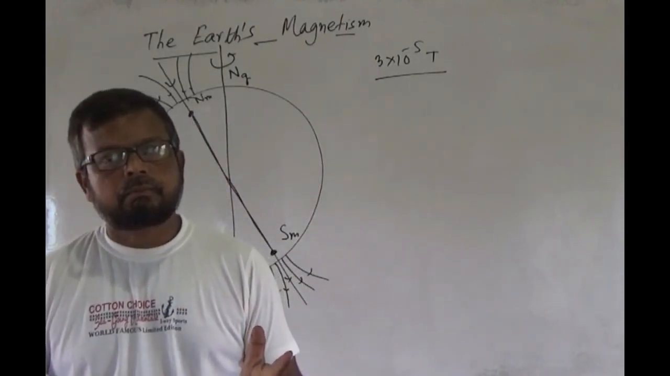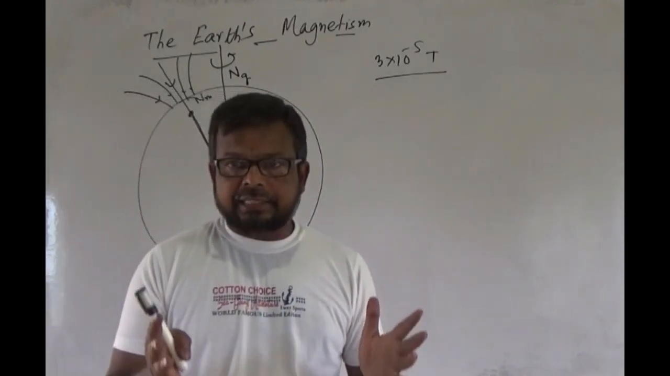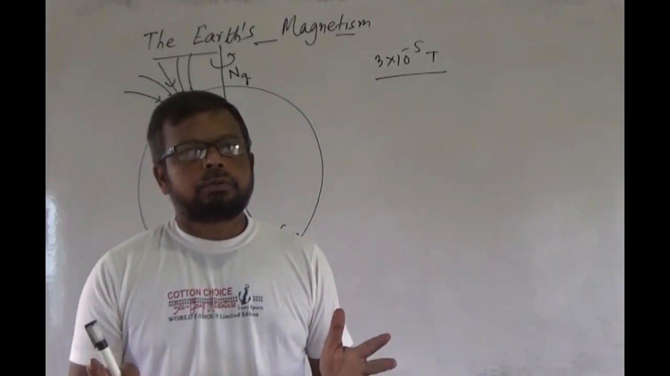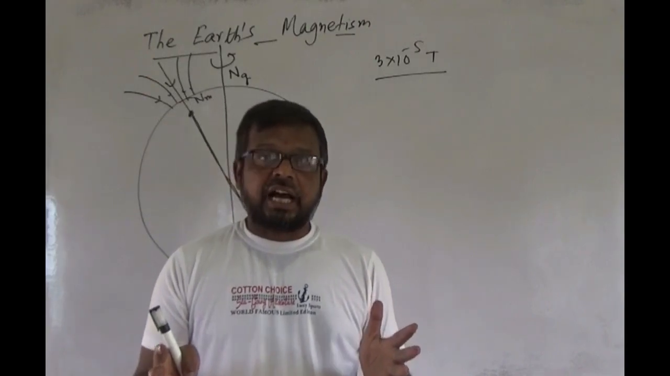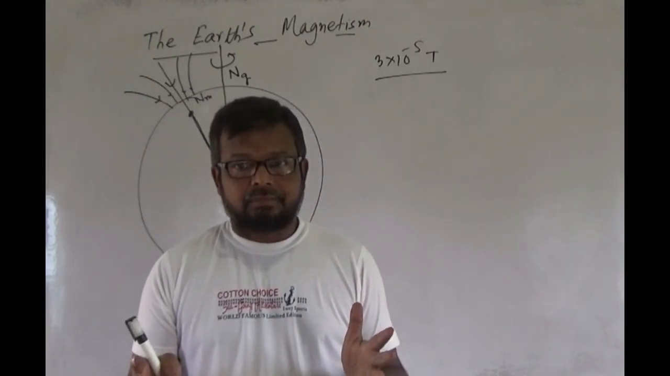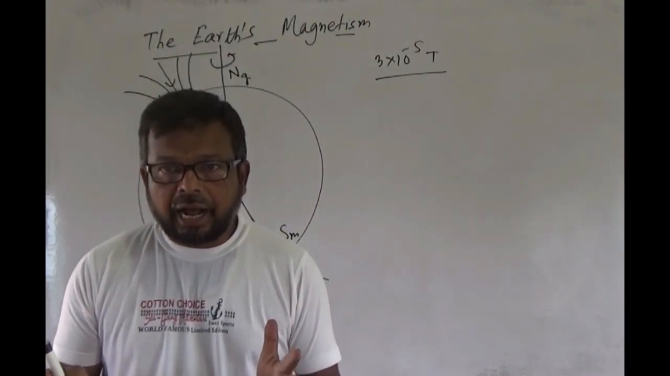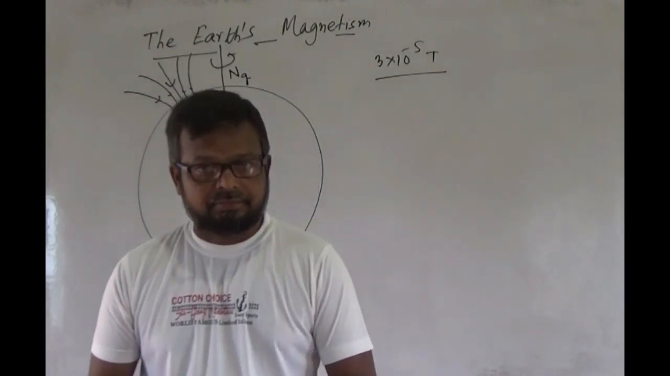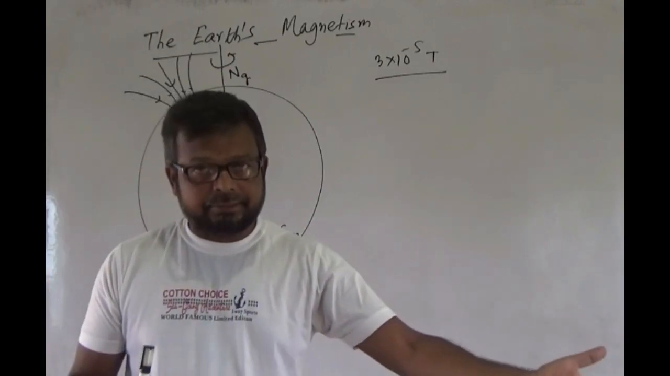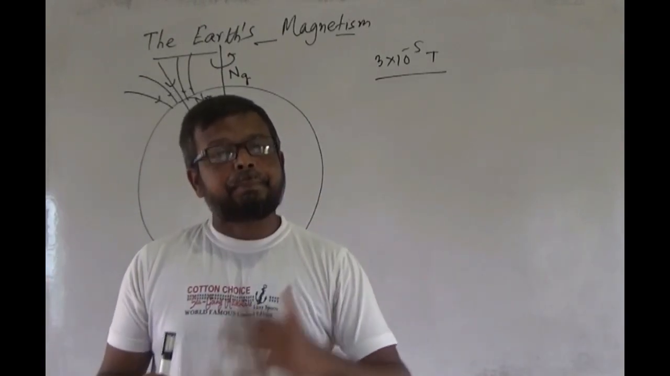Third theory. Magnetism of Earth may be due to the basic magnetism of the Sun. Because Earth is supposed to be part of the Sun. Sun has magnetism, and Earth is a part of the Sun.